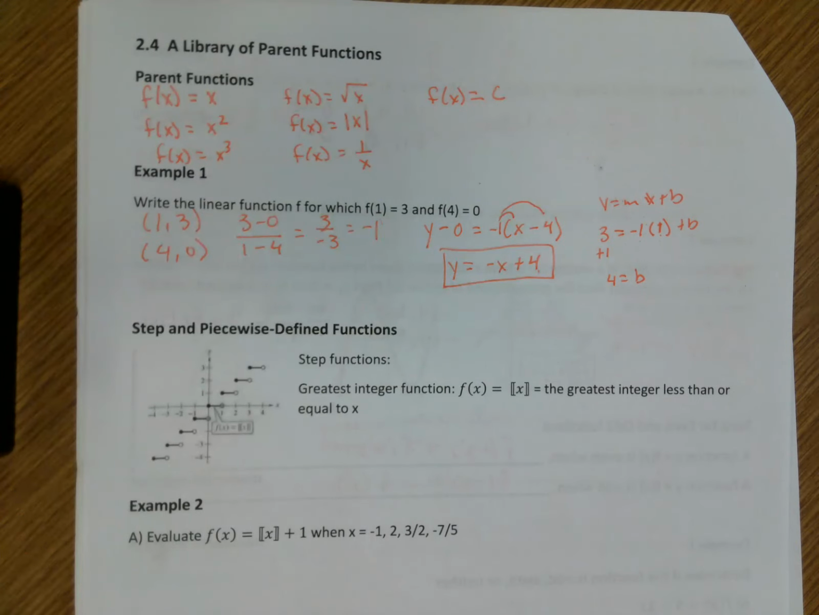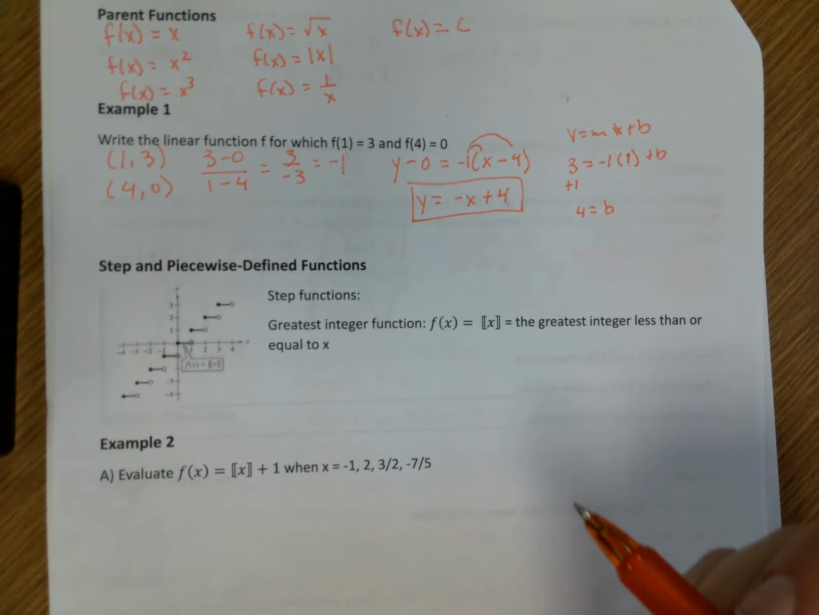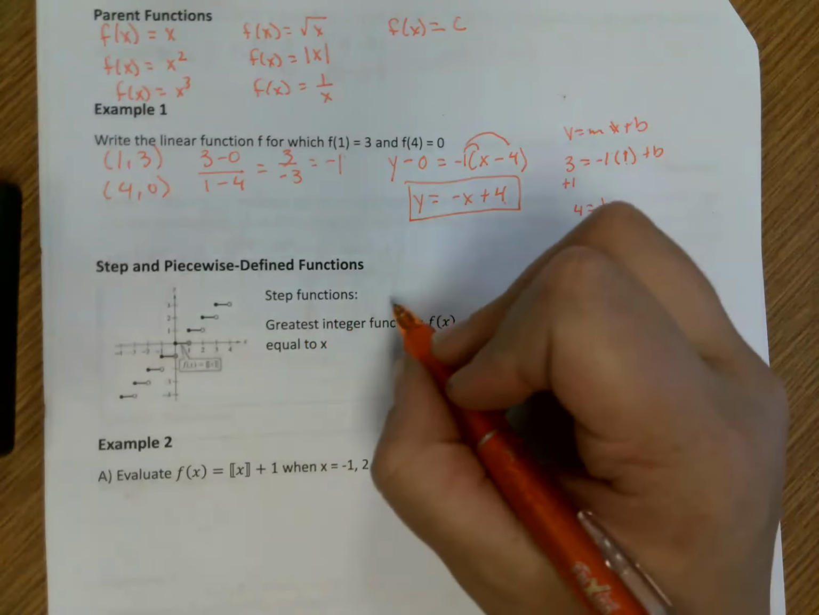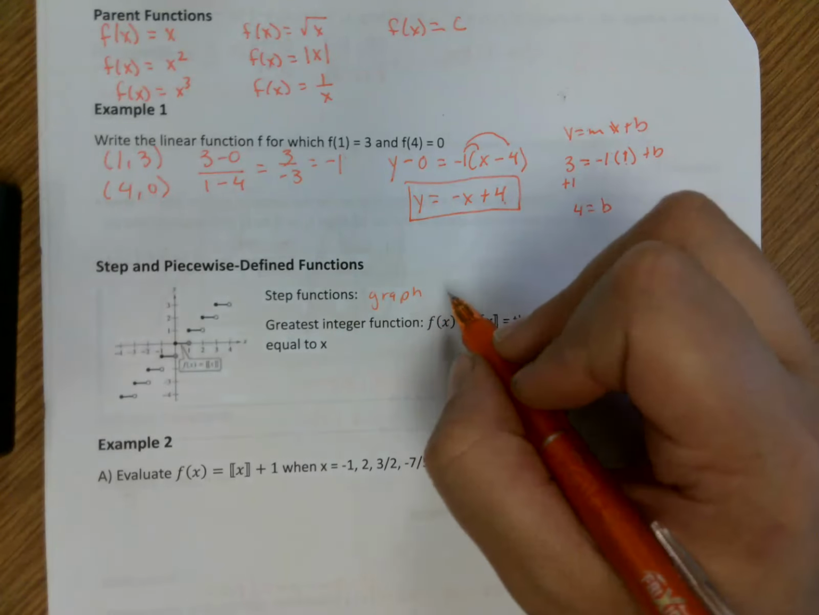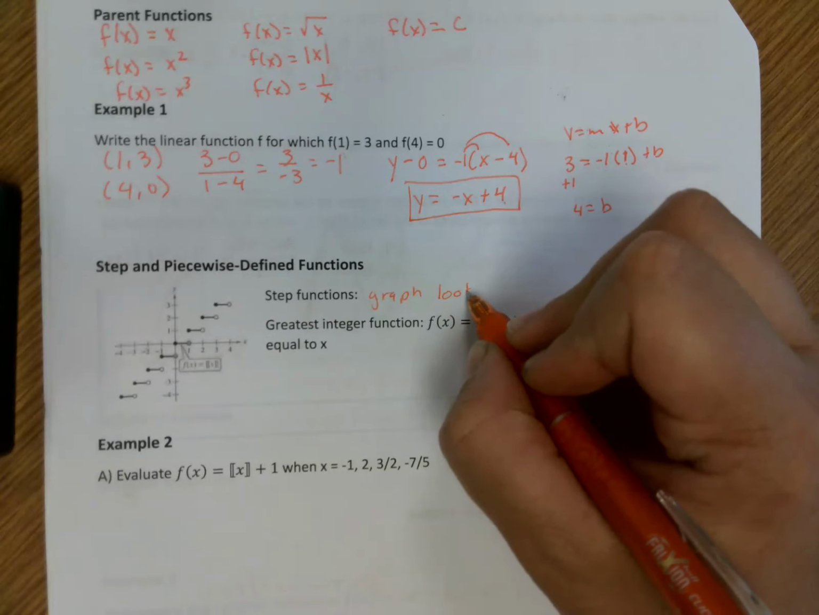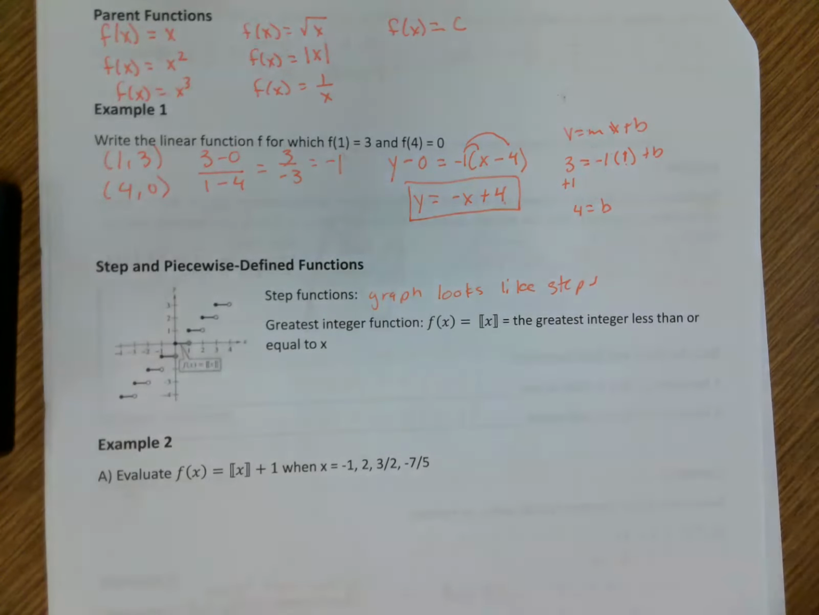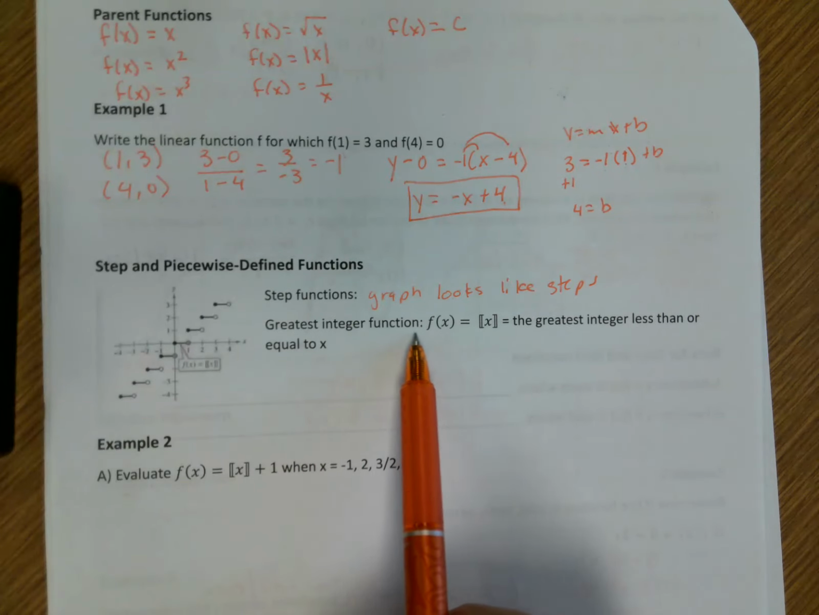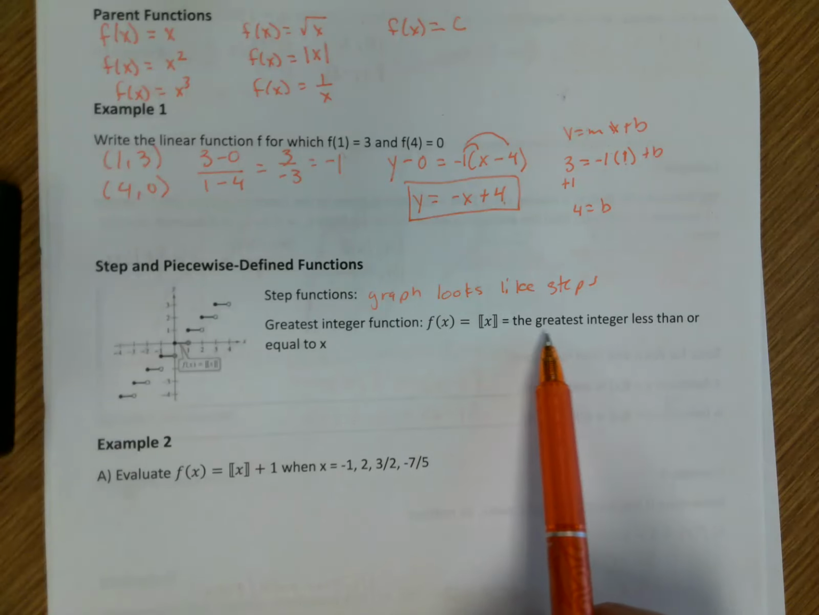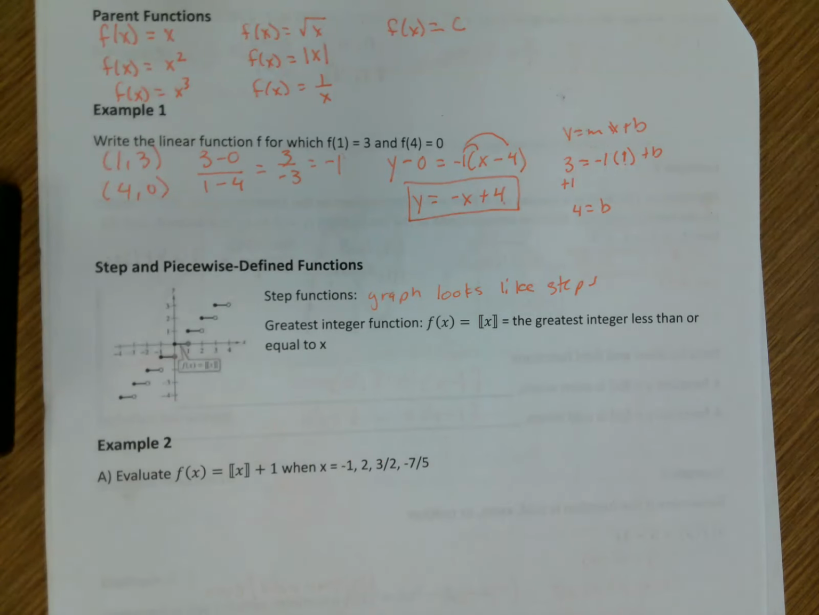This one, though, step and piecewise, you must have seen before. Step functions are a little bit different. Step functions means that the graph looks like steps. Literally, that's what the graph looks like, steps. Okay, what actually creates a step function? This symbol right here is saying the greatest integer function. This right here is saying the greatest integer less than or equal to x. So again, less than or equal to.